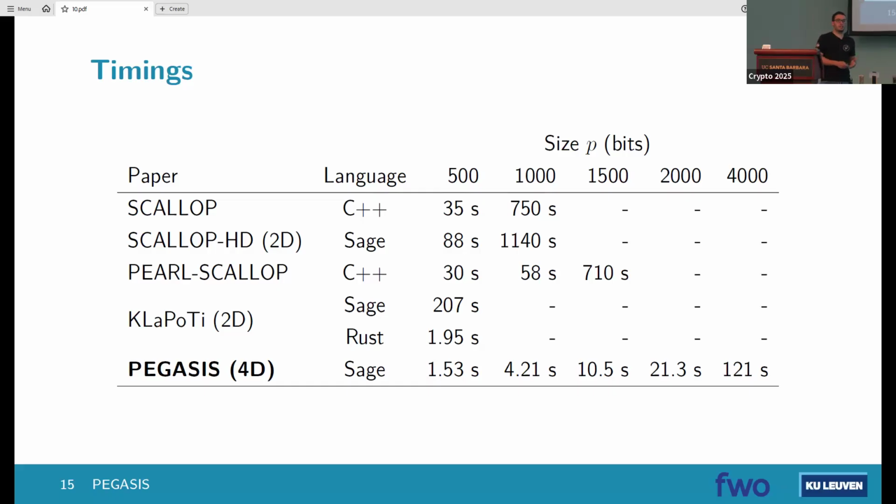But our implementation in Sage, so not optimized, for the 500 level took 1.5 seconds. So it's faster than all the previous optimized implementations. On top of that, this is the first time that unrestricted group action was instantiated at all security levels.